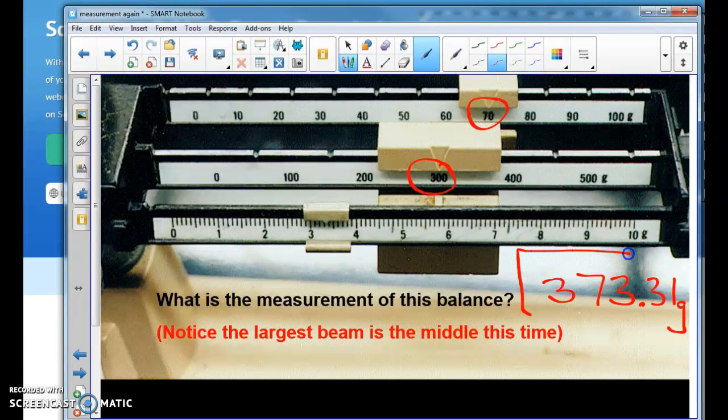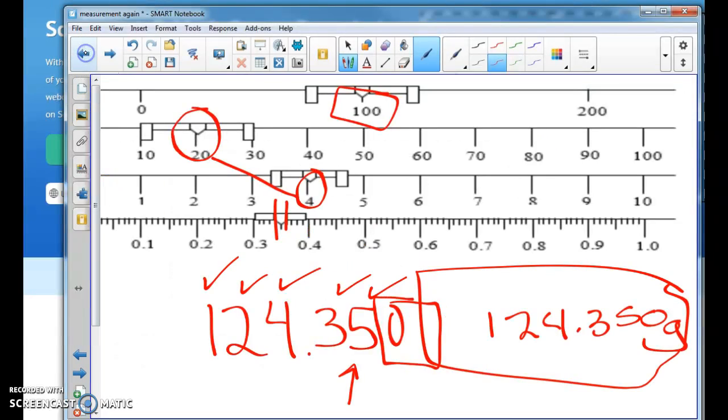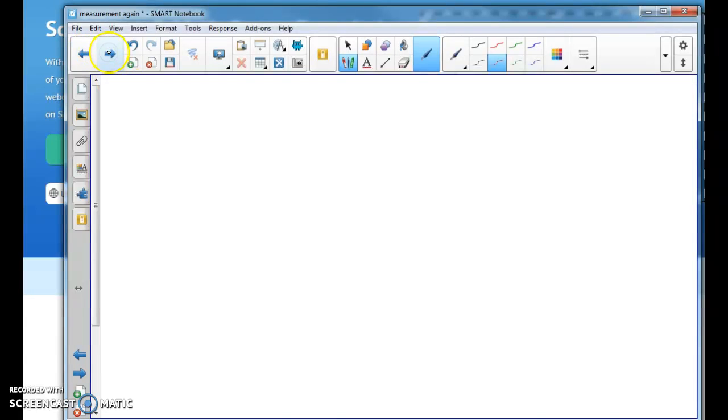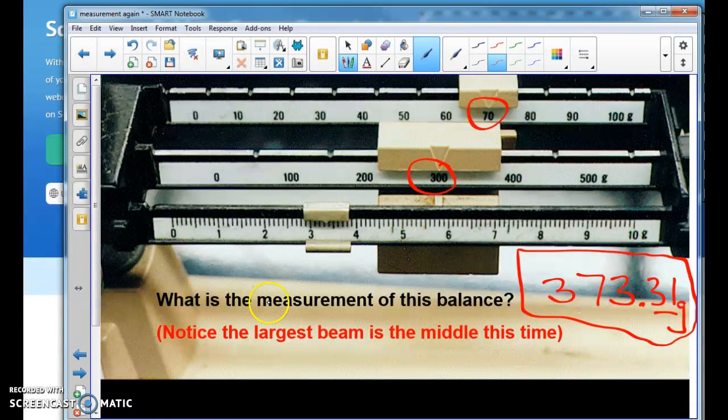Now, if you're pretty good at noticing stuff, you'll notice this one only had 2 numbers after the decimal, but this one way back here had 3. And the reason is this one had 4 beams, the other one only had 3. So this other one was more accurate than this one. All right, hopefully those went well, and that's the end of this review.